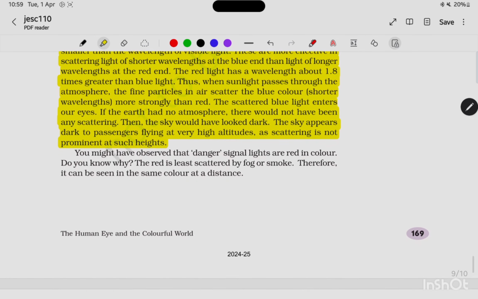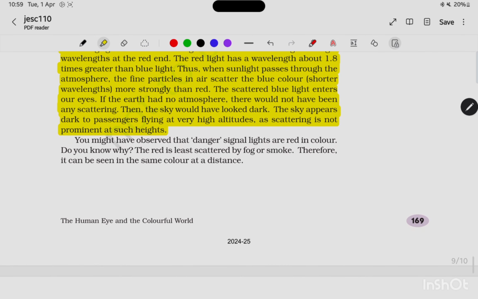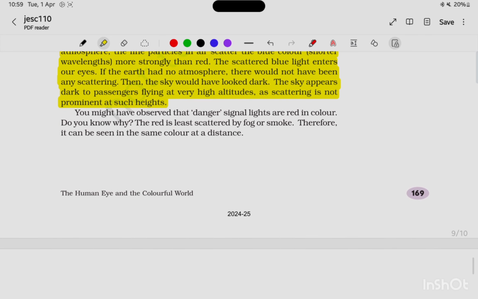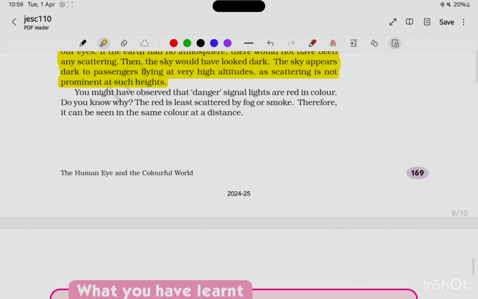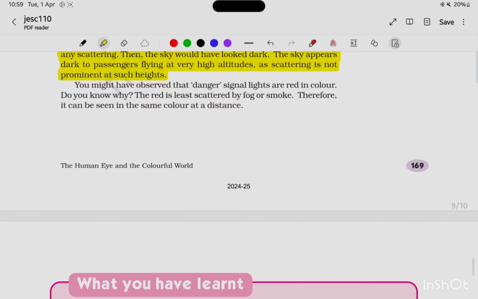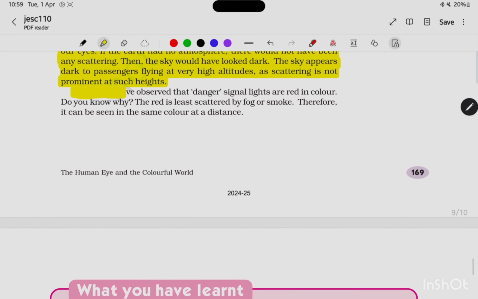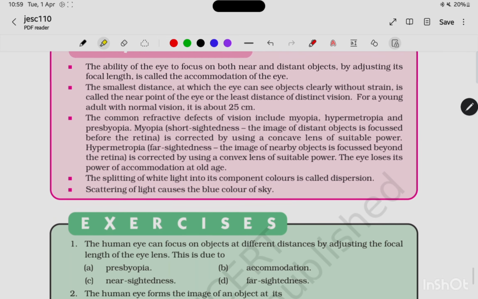You might have observed that danger signal lights are red in color. Do you know why? The red is the least scattered by fog or smoke. Therefore, it can be seen in the same color at a large distance. So this is a very important fact. Direct questions are asked in the same paragraph, so you need to read it again.